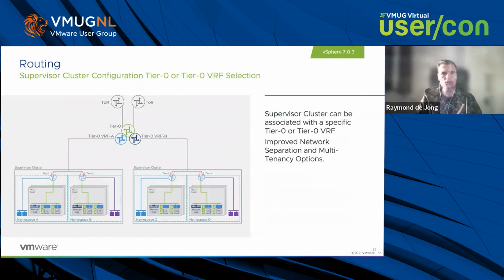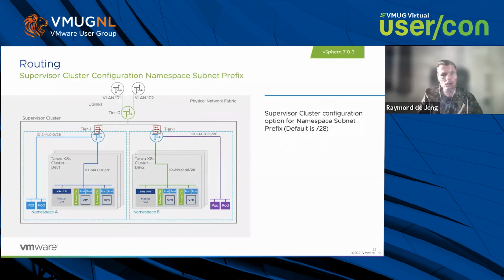On the cluster level, you can also configure either a tier 0 or tier 0 VRF, which means that for a given supervisor cluster, you can connect it to a specific tier 0 or tier 0 VRF. So in this diagram, we see two supervisor clusters. And in this case, each supervisor cluster is connected to a specific tier 0 VRF. And this gives obviously improved separation, traffic engineering capabilities, or multi-tenancy options in your design.